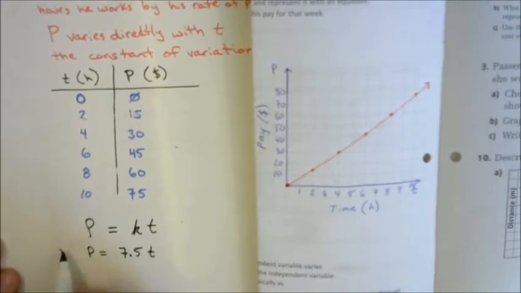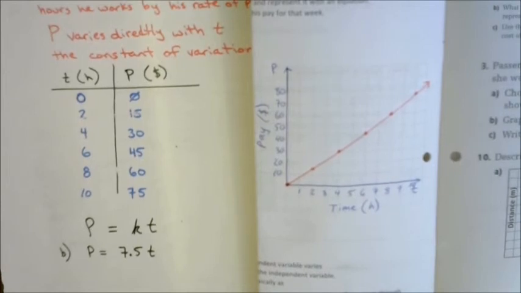So this is still part of B, drawing the graph and coming up with an equation. And for C, now that we have an equation, we can use it. One week, Amir works 9 hours. Find his pay for that week.